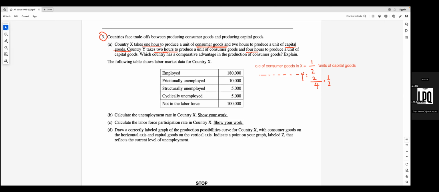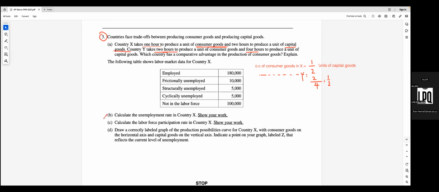Lower opportunity cost means you have a comparative advantage. But if you have the same opportunity cost as your trading partner, then we say neither country has a comparative advantage. Don't say both countries, but say neither country has a comparative advantage in producing consumer goods.